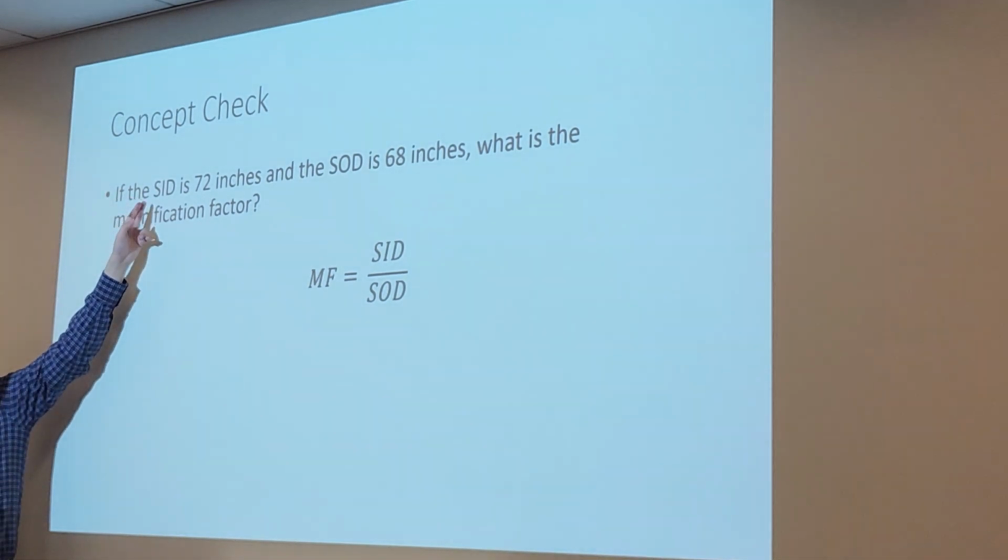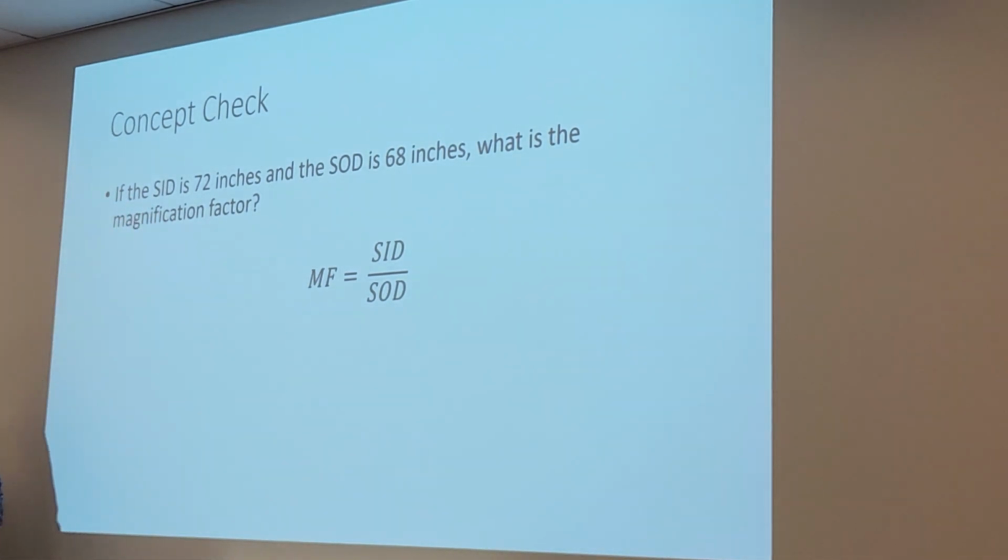Good. So SID is 72. SOD is 68. What is that? 1.06. Did everyone else get 1.06? Okay. Yes, it is 1.06. Very good.